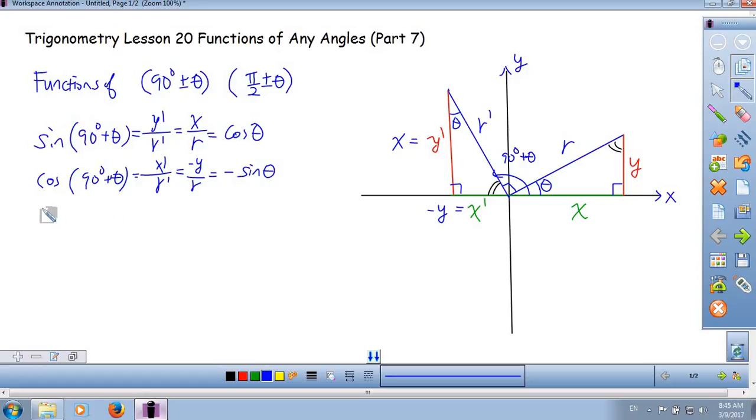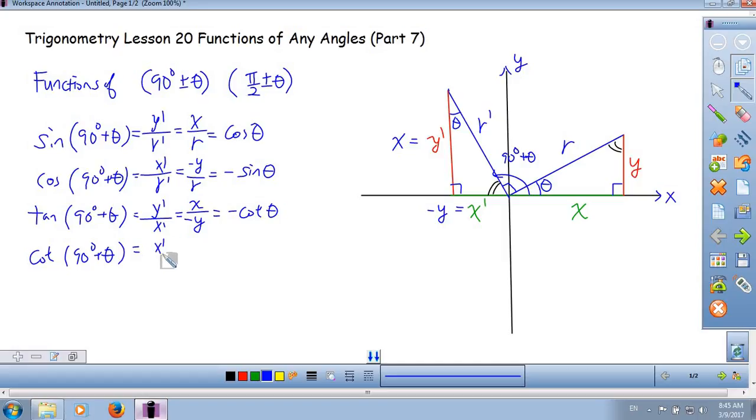Okay, what about tangent here? Well, tangent of 90 degrees plus theta will be equal to y prime divided by x prime. So in this case, it's negative. It's x over negative y, of the original triangle here. So it's negative cotangent of theta. And cotangent of 90 degrees plus theta will be equal to x prime over y prime. So x prime is negative y over x, so it will be negative tangent of theta.